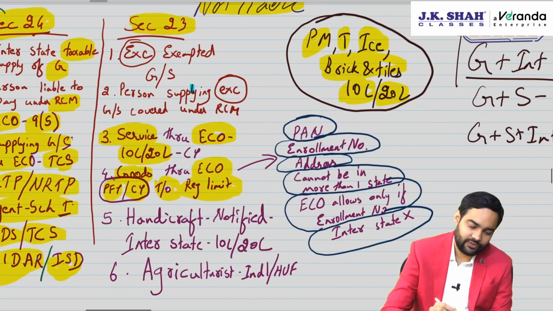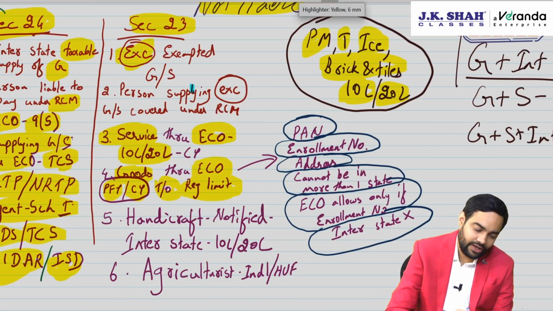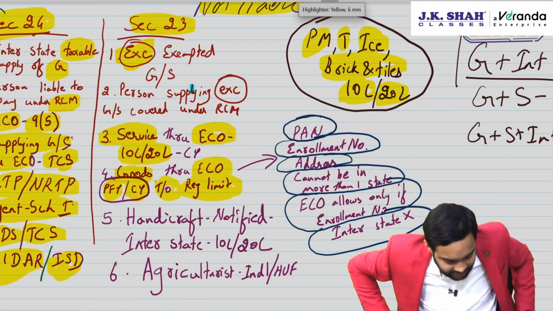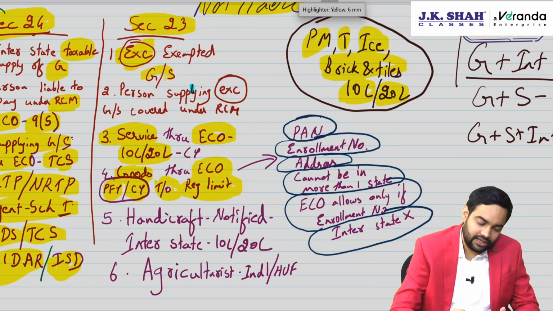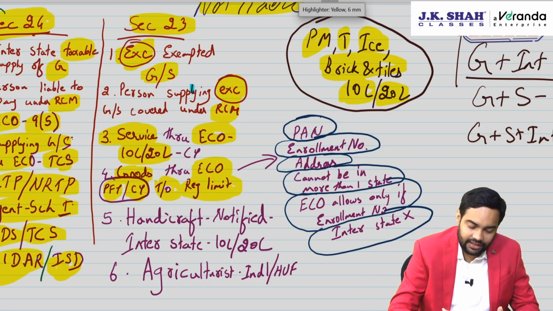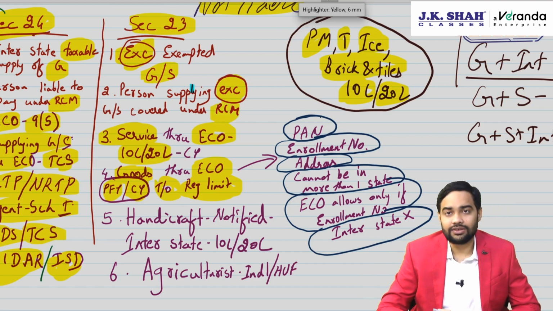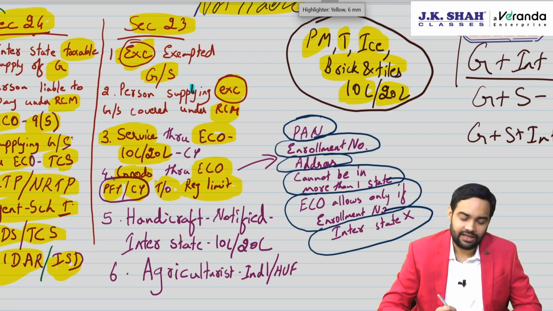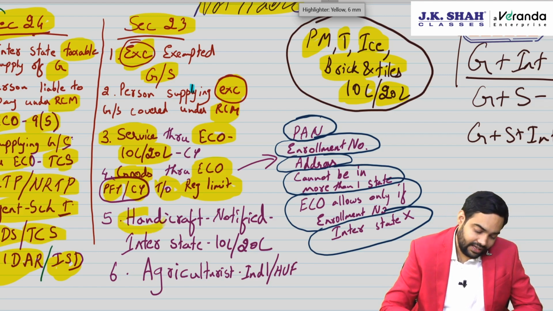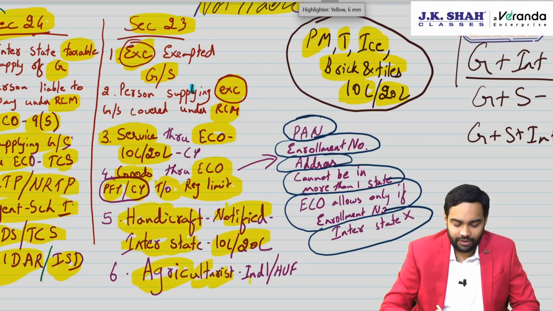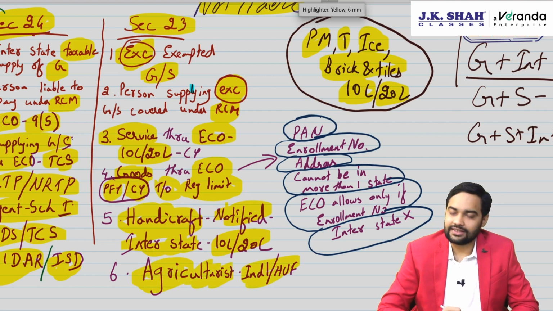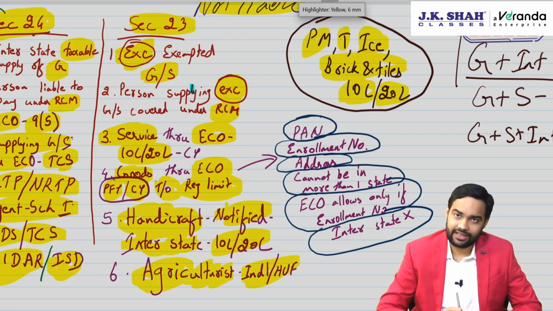Now let's see section 23, not liable to register. Section 23 clearly says if you are exclusively supplying exempt goods or services, then you are not required to register, or you are exclusively supplying something which is covered under RCM. If something is exclusively being supplied which is covered under RCM, again no need to register. Handicraft goods, notified handicraft goods interstate up to 10 lakh/20 lakh, no need to register. Agriculturist, being an individual or HUF, no need to register. So these are the people who are not required to register.